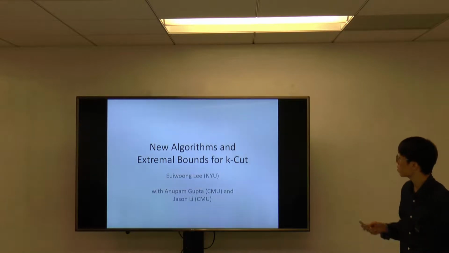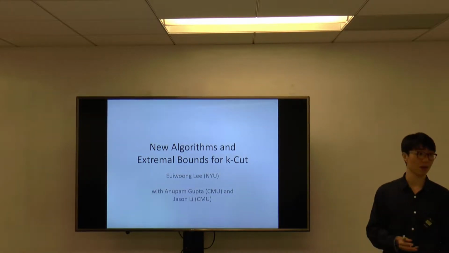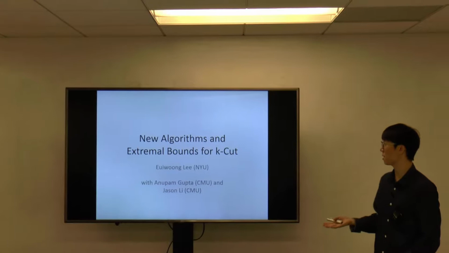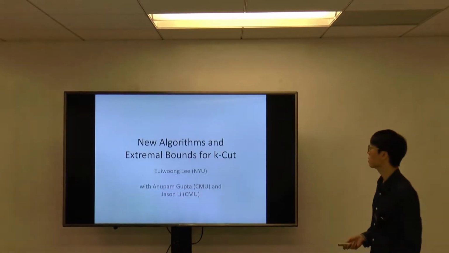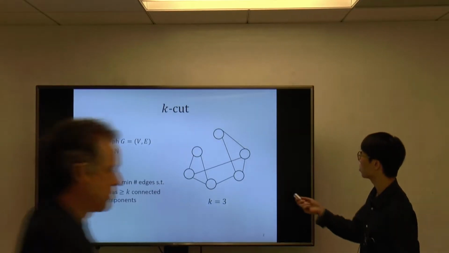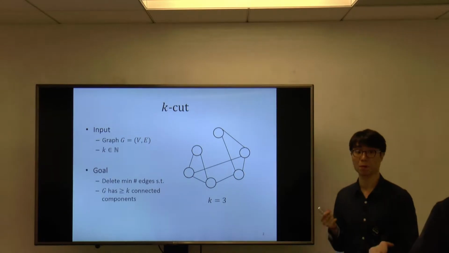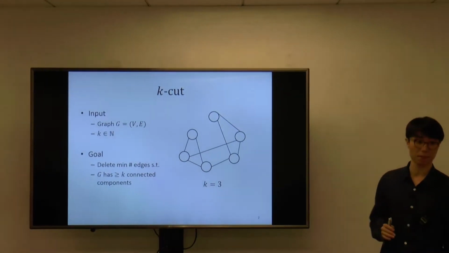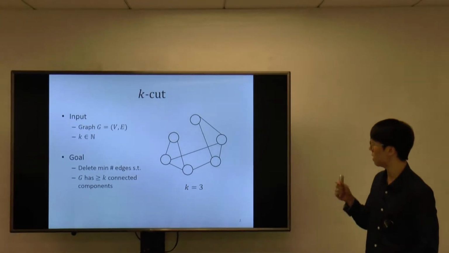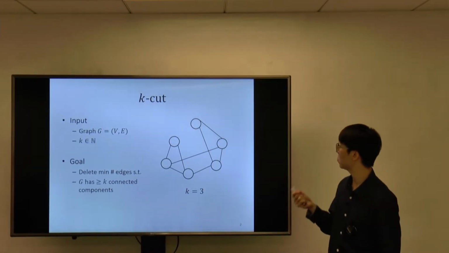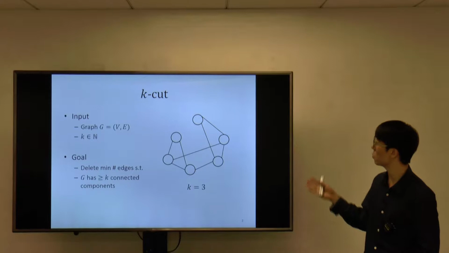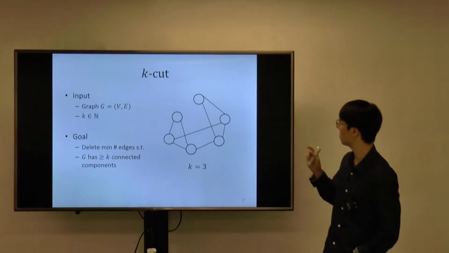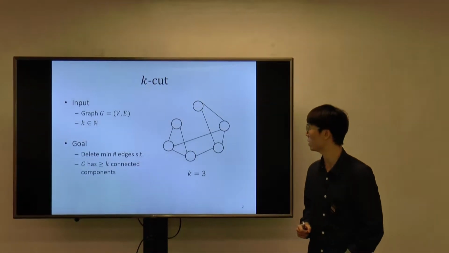Today I'm going to talk about a problem called the k-cut, and show you both algorithms and better extremal bounds. Okay, let me directly get into the problem. It's one of the very simple problems. As an input, you're going to get an undirected graph G and one integer k. The graph can be edge-weighted or not. For simplicity, we're going to focus on the case when the graph is unweighted.